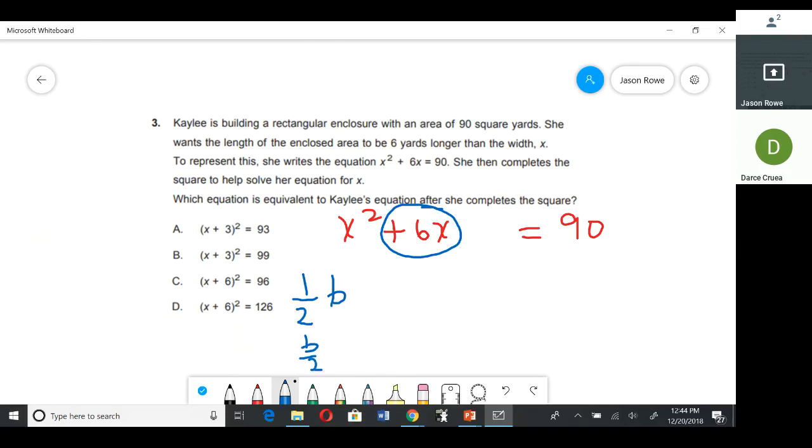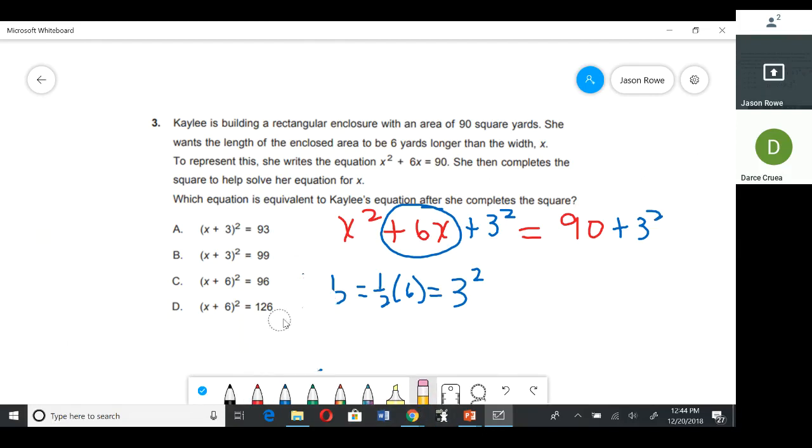And b is the coefficient of that x term, right? B is the coefficient of x, which in this case is 6. So half of 6 is 3. And so what do we do with that 3? To complete the square, we add 3 squared to each side. So that completes the square.